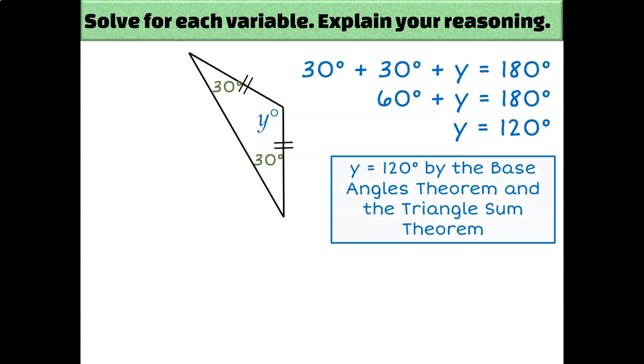My explanations there would be the Base Angles Theorem. That's how I applied the 30-degree angle measurement to both of the base angles. And the Triangle Sum Theorem. That's how I added the three angle measurements together and set it equal to 180.